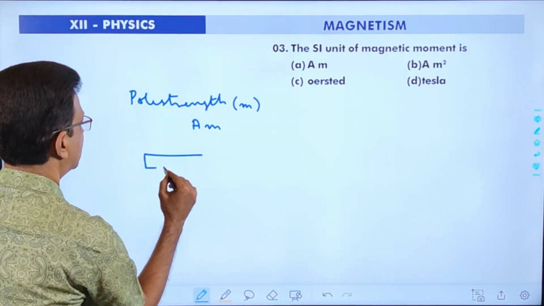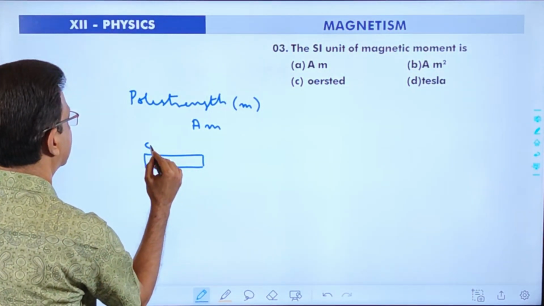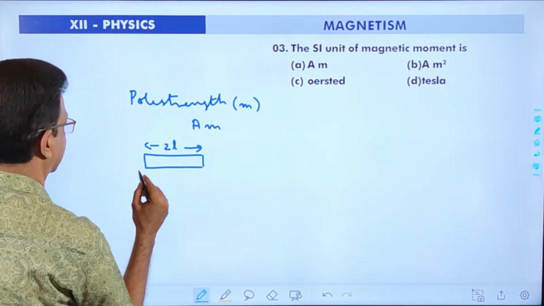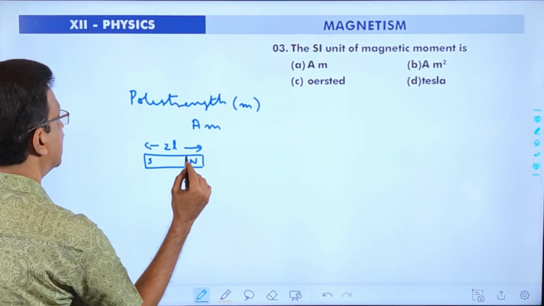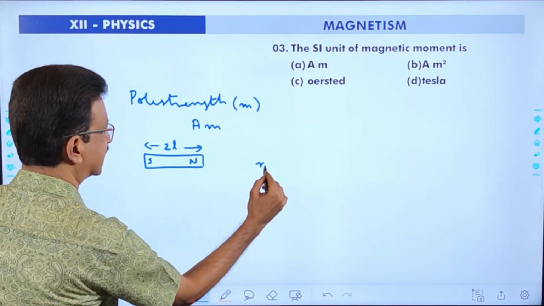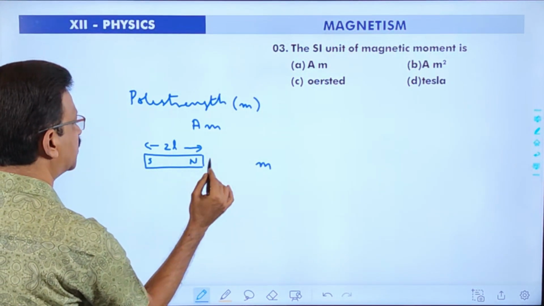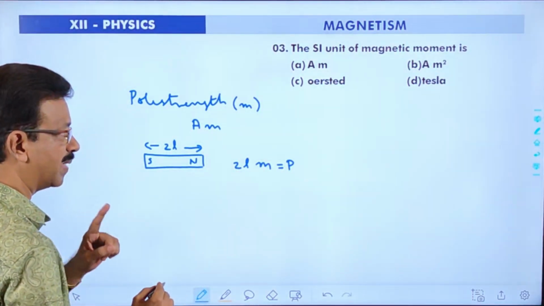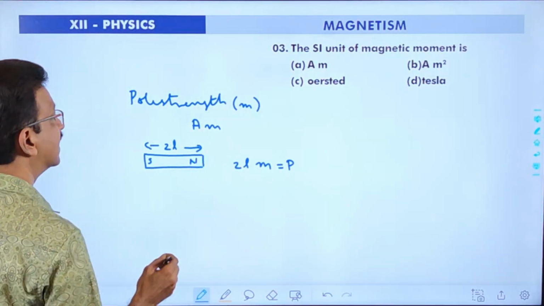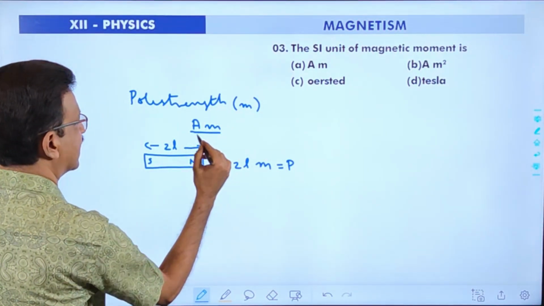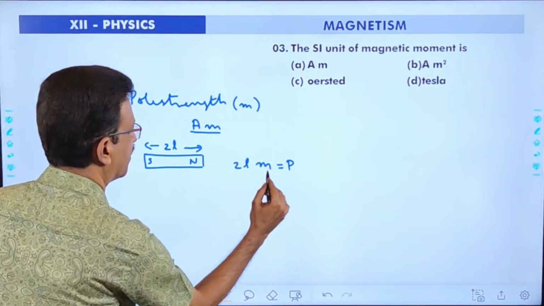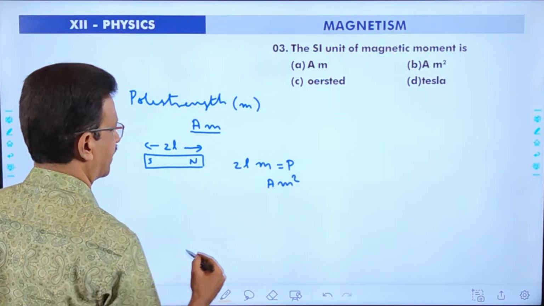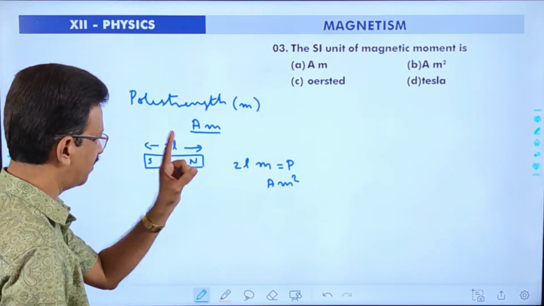Always the length of a bar magnet will be represented as 2L. L means half the length of the magnet, with south pole and north pole at the ends. The product of one of the pole strengths and the distance between the two poles, 2L, is called magnetic moment. For pole strength, the SI unit is ampere meter. Therefore, for magnetic moment, ampere meter into length, that is ampere meter square. This is the SI unit of magnetic moment.